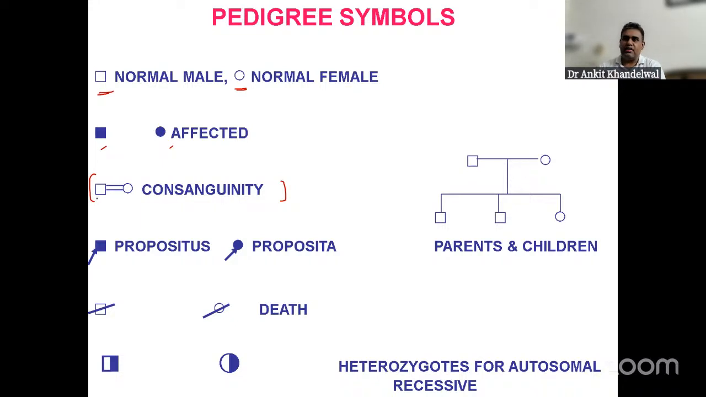So if you try to understand it in a holistic way, a small thing such as consanguineous marriages in a country can lead to a greater impact in the long term. So just giving you another perspective. So we have the death and the proposita, and parents and children are shown in this way.